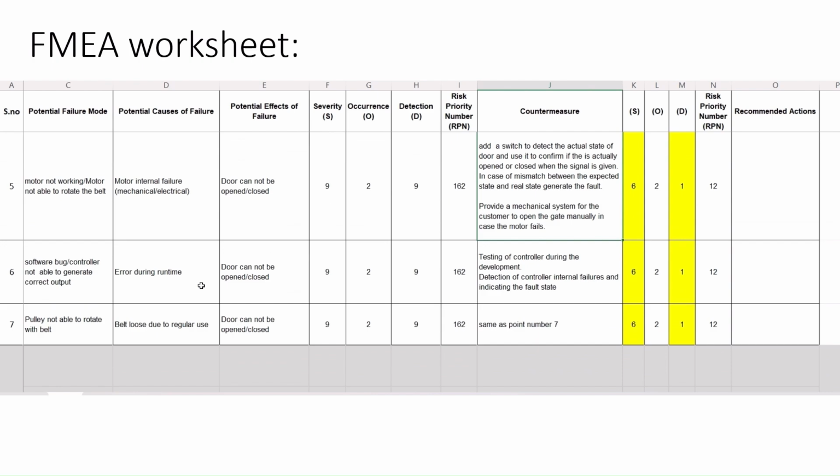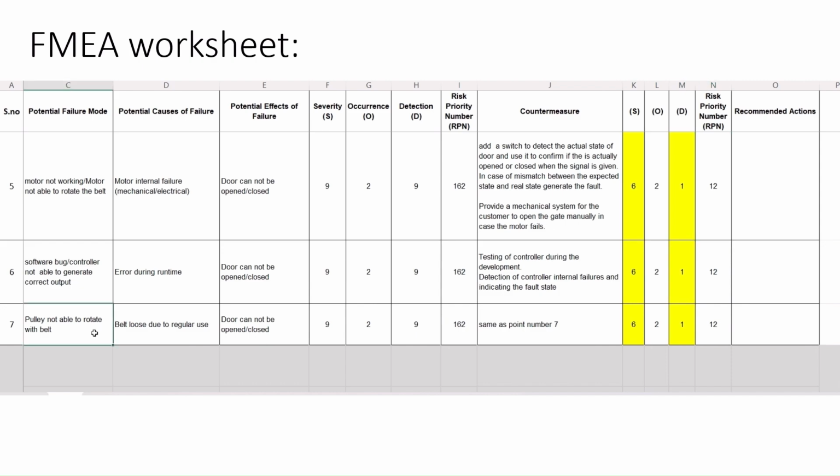Similarly, for software bug or error during runtime, the testing of the controller should be performed during the development. And in case the internal failure is detected by the software, again the same mechanism, like the fault state should be raised and the mechanical lock should be used to open the door. So in this case also, this will become 6, 2, and 1, similar to these, and the RPN will get reduced.